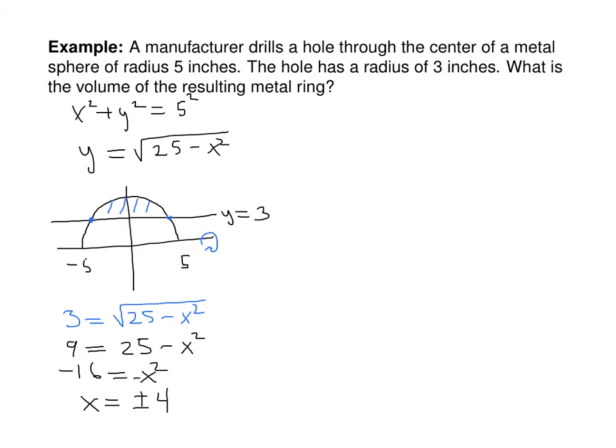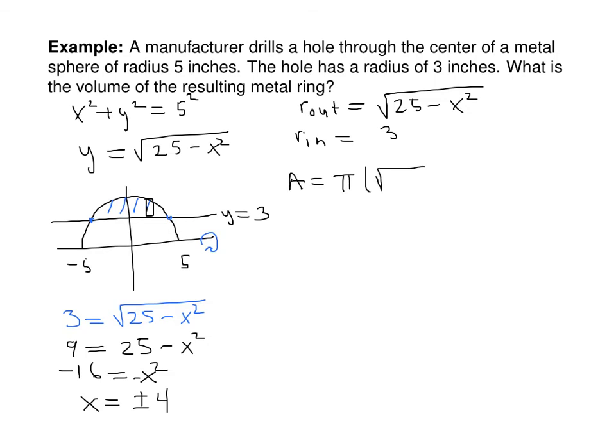And now, in order to apply our formula, we need to find the outer radius and the inner radius. So the outer radius, in this case, is root 25 minus x squared, and the inner radius is just 3. So you make your general slice. Outer radius is the distance from the axis of rotation up to your curve. Inner radius is the distance from your axis of rotation to the inner curve. So the area of a slice will be pi times r out, which is 25 minus x squared, minus pi times 3 squared.